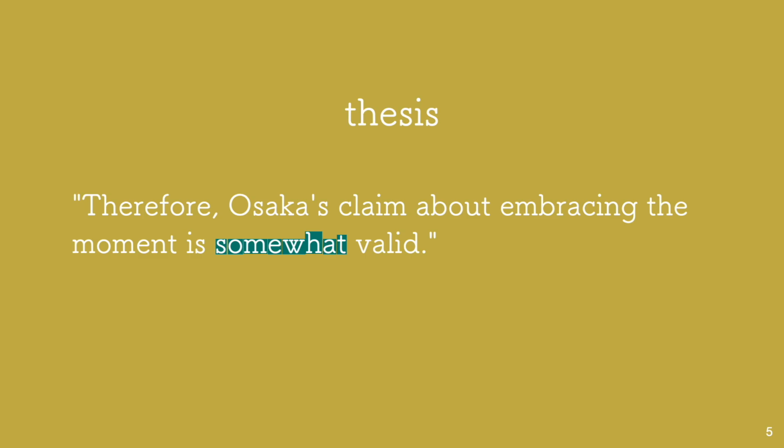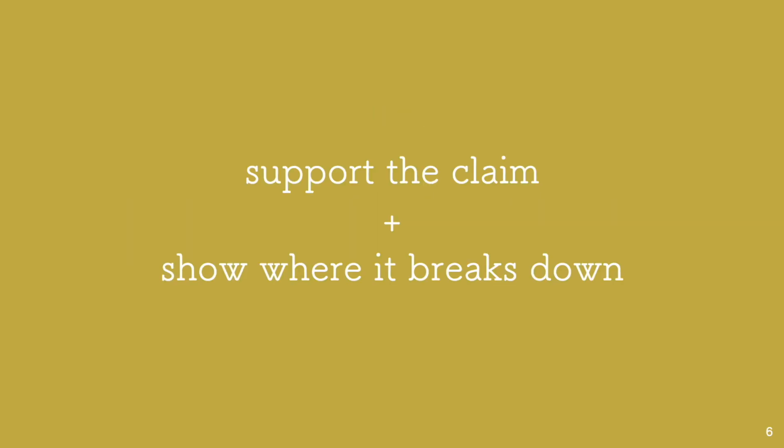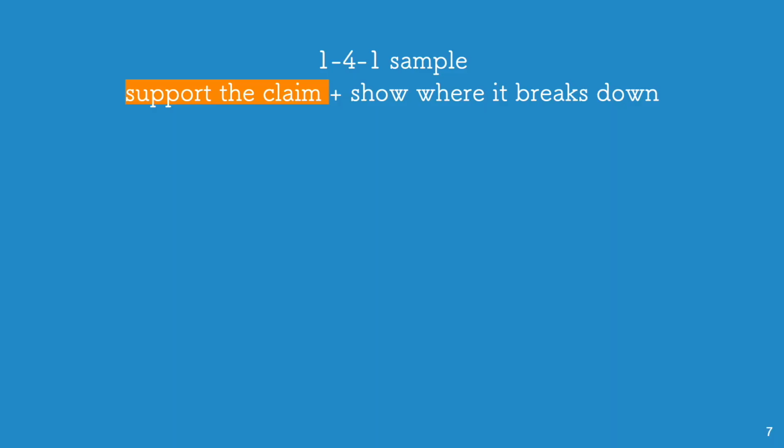If you wrote, I agree with Osaka's claim or I disagree with Osaka's claim, you're already missing the mark on sophistication. The prompt is not asking you to pick a side. It's asking you how far that side holds up. So you need to do two things. Support the claim and then show where it breaks down. And that's exactly what happens in the 141 sample.